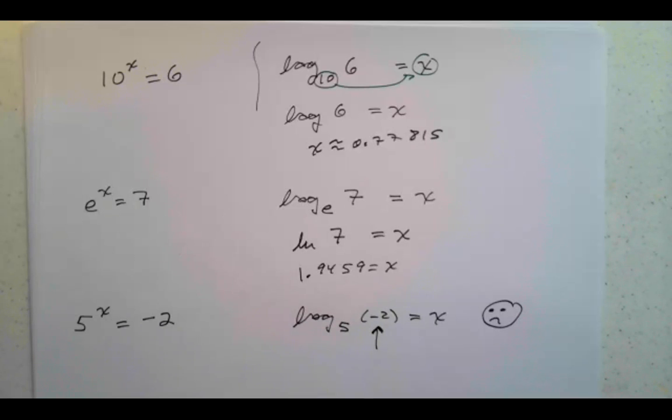Therefore, what's my conclusion on this? No solution. 5 to the x is never negative 2, but if you think visually, you can convince yourself why that must be the case.